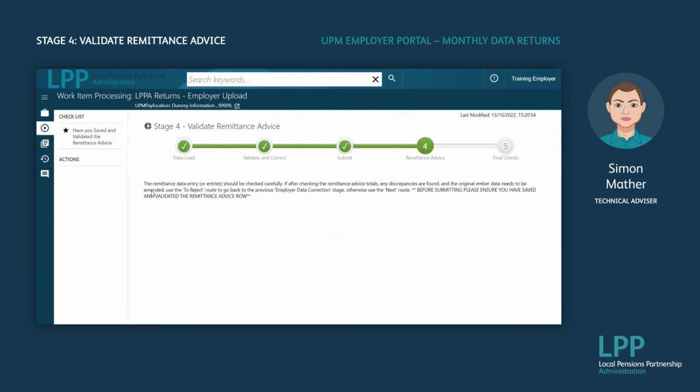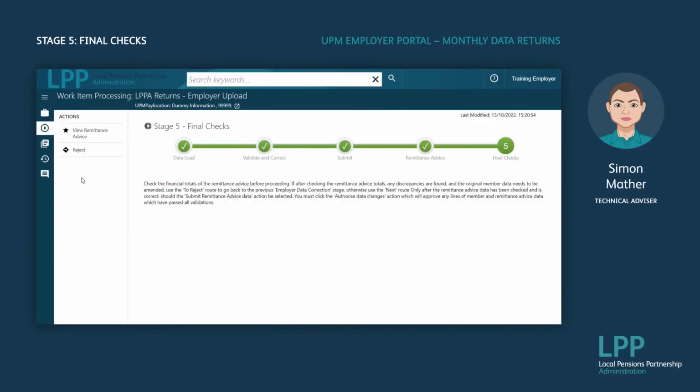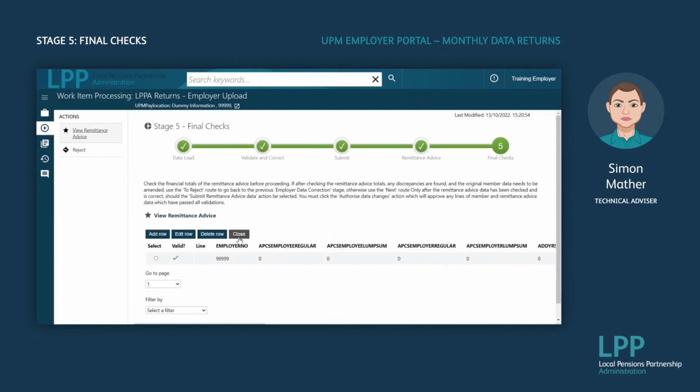The checklist in the Actions column on the left will ask you, have you saved and validated the remittance advice? Click on this question, choose Yes, then click Submit. In the Actions column, click Next to take you to Stage 5. This is the final step of the process. You'll need to click on View Remittance Advice in the Actions column. Again, click Close.